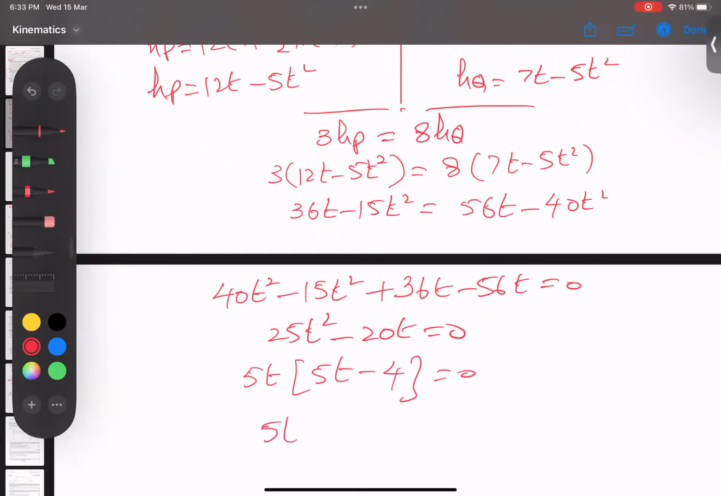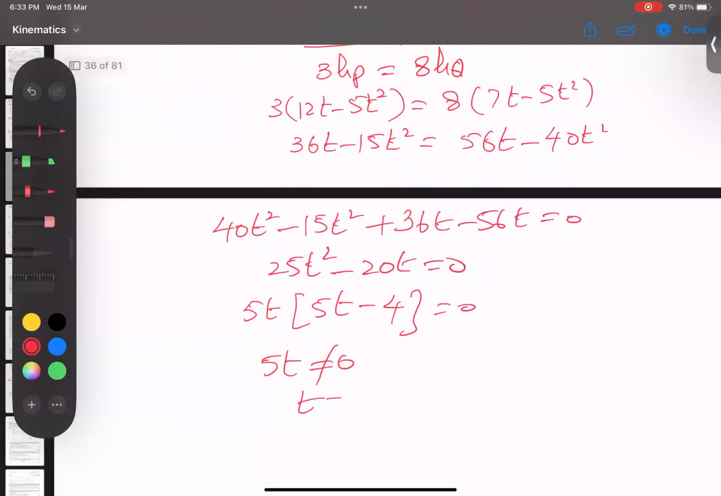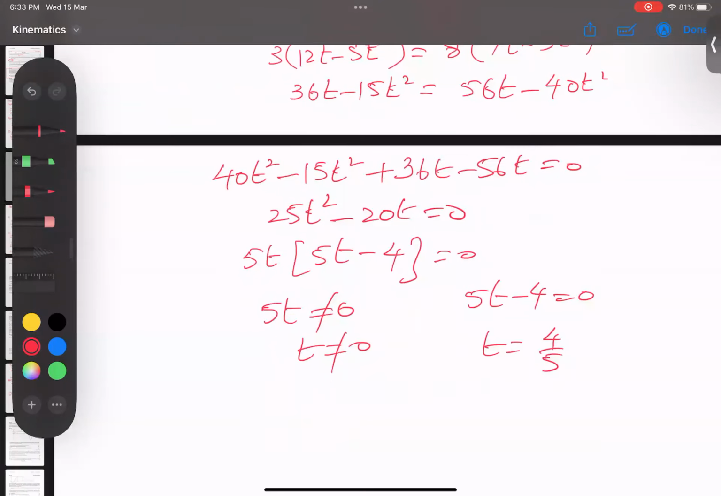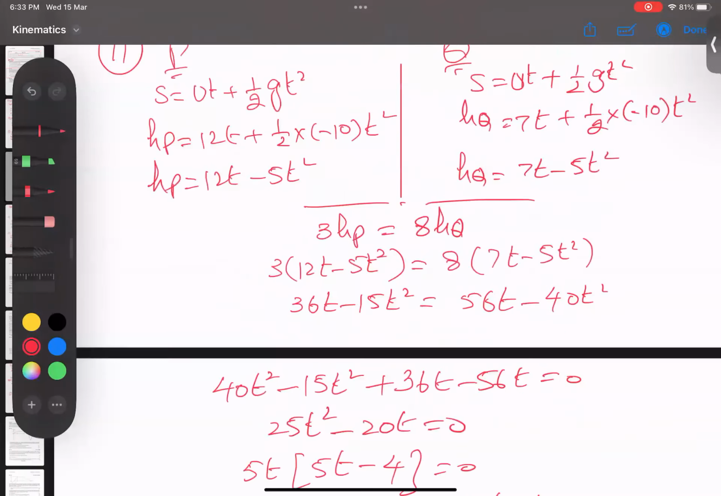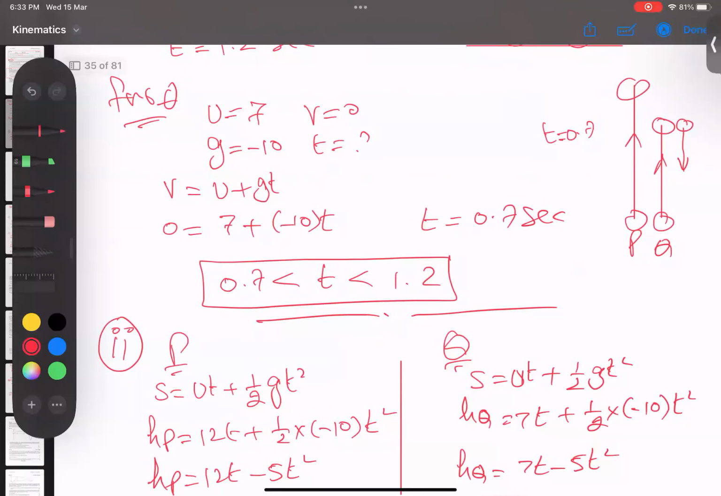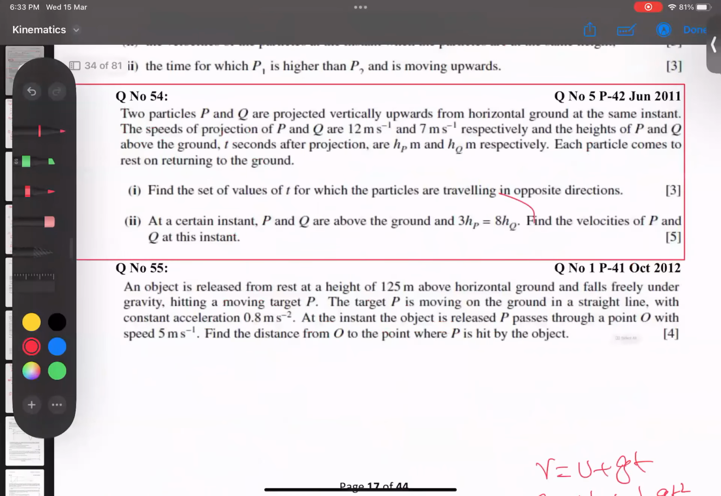So either 5T equal to 0, which is not possible. So T cannot be equal to 0. It is a very, very clear approach. T is not equal to 0. So 5T minus 4 equal to 0, second option. And T becomes 4 over 5. And T becomes what? 0.8 seconds. So it means this is the time it satisfies. Okay. It satisfies this condition.